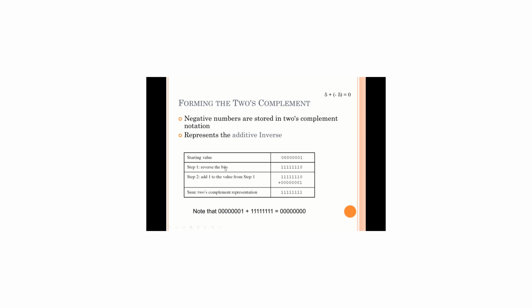Step 1, reverse the bits. Now you reverse all the zeros to 1, and then you reverse 1 to 0. And then you add 1 to the value from step 1. Now you result in this. This means this is a 2's complement of 1. If you add 1 and the 2's complement of 1, you get 0. Okay? So now this just means that this represents negative 1.